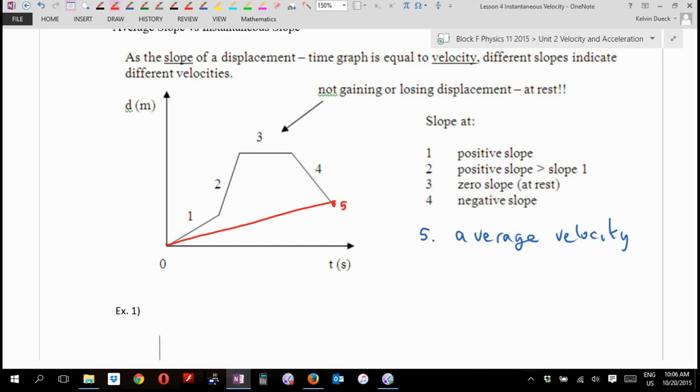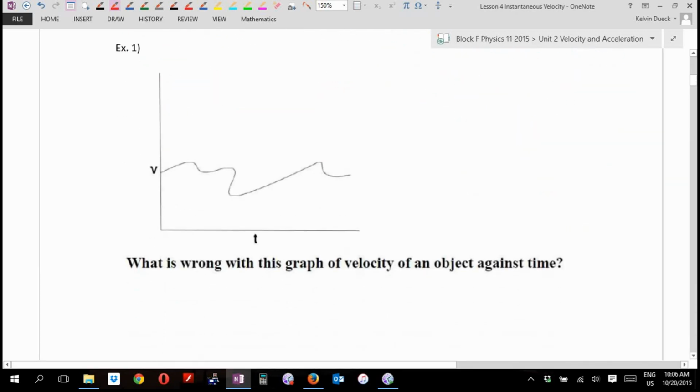Example 1 says, what's wrong with this graph of velocity of an object against time? Why is this graph impossible? Now this is a velocity versus time graph, so you're at 2 speeds or 3 speeds at the same time.